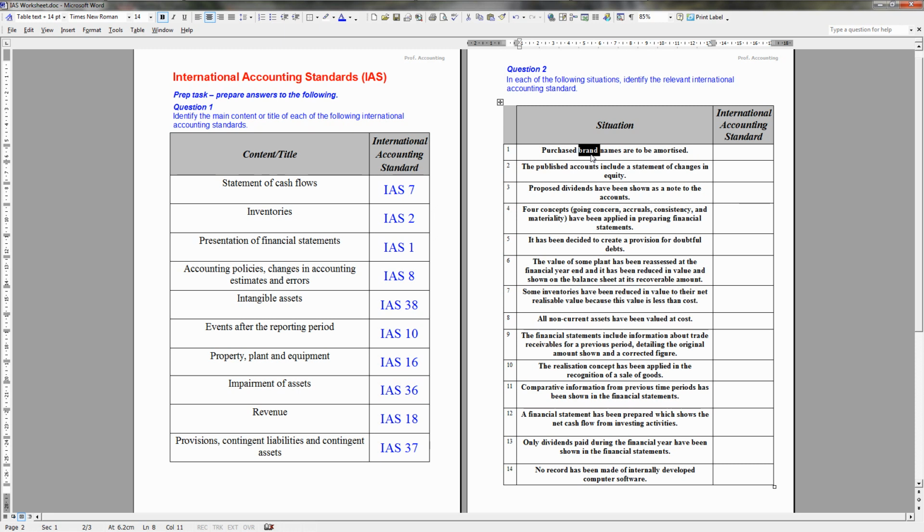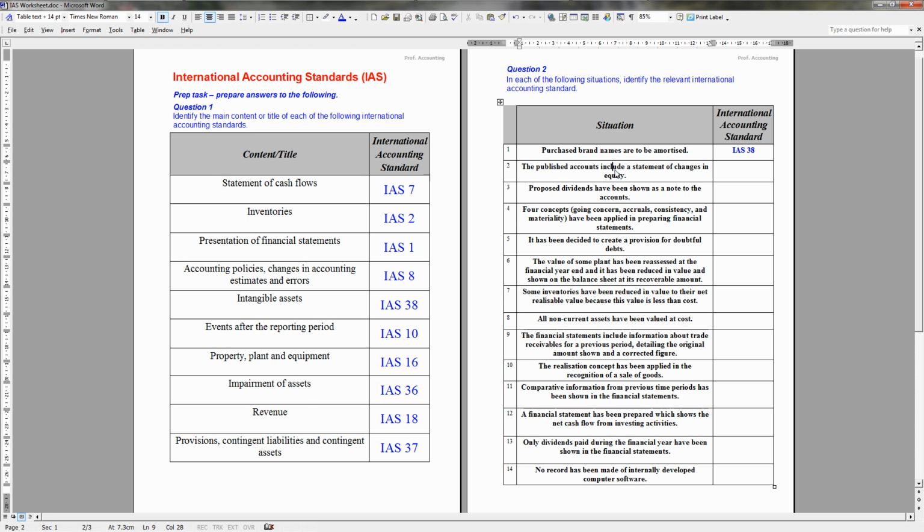The published accounts include a statement of change in equity. So the keyword is including. The published accounts is the presentation, and it's including a particular document because it has to. So in terms of presentation, that will be IAS 1. Okay. Third one, proposed dividends.